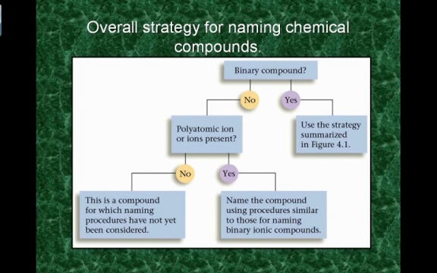If it doesn't, then you need to find out, does it have a polyatomic ion present in it? If it does have a polyatomic ion, then you're going to name the compound using the rules that we went over with polyatomic ions. If it has no polyatomic ion, and it's not a binary compound, then that means it's a whole different issue, and those are compounds that we haven't quite named yet. So figure out whether it's binary or not binary first.